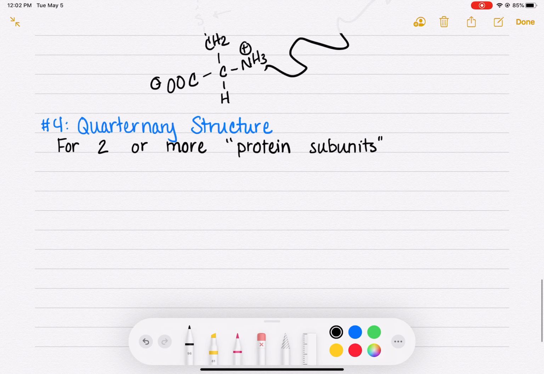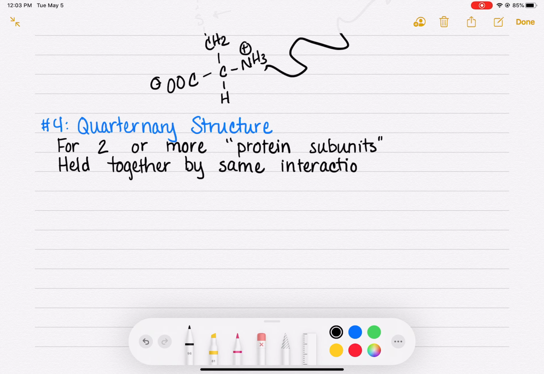So we get two or more individual proteins that come together, and those subunits are held together by the same type of interactions as the tertiary structure. So they're held together by the same interactions as a tertiary structure: hydrophobic, hydrophilic, and disulfide.